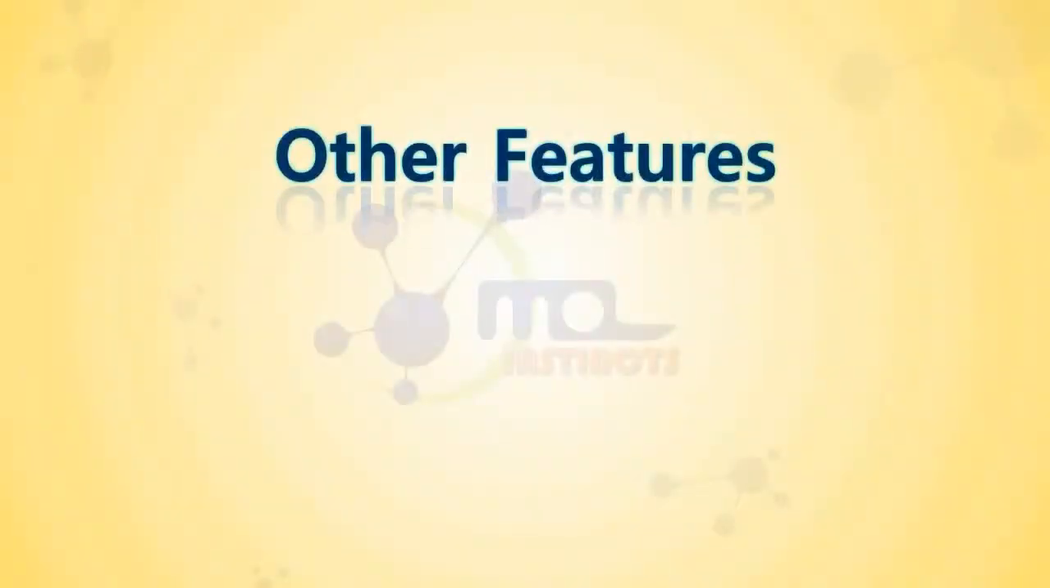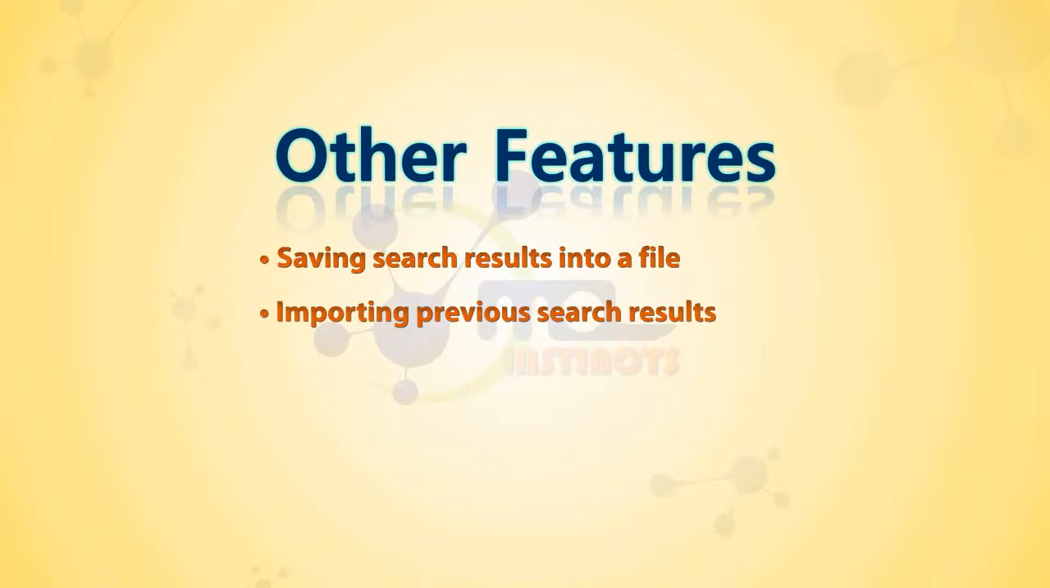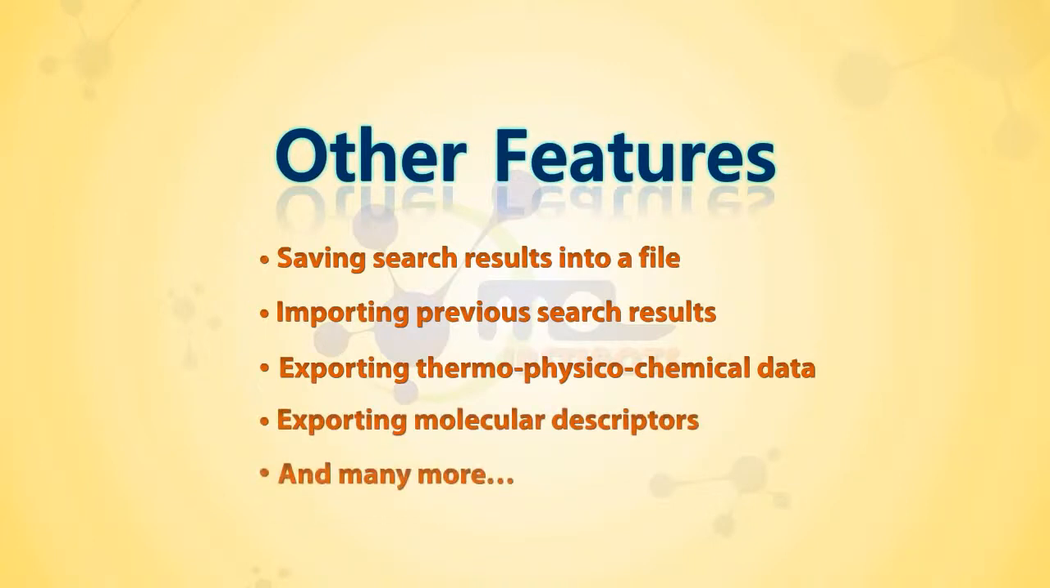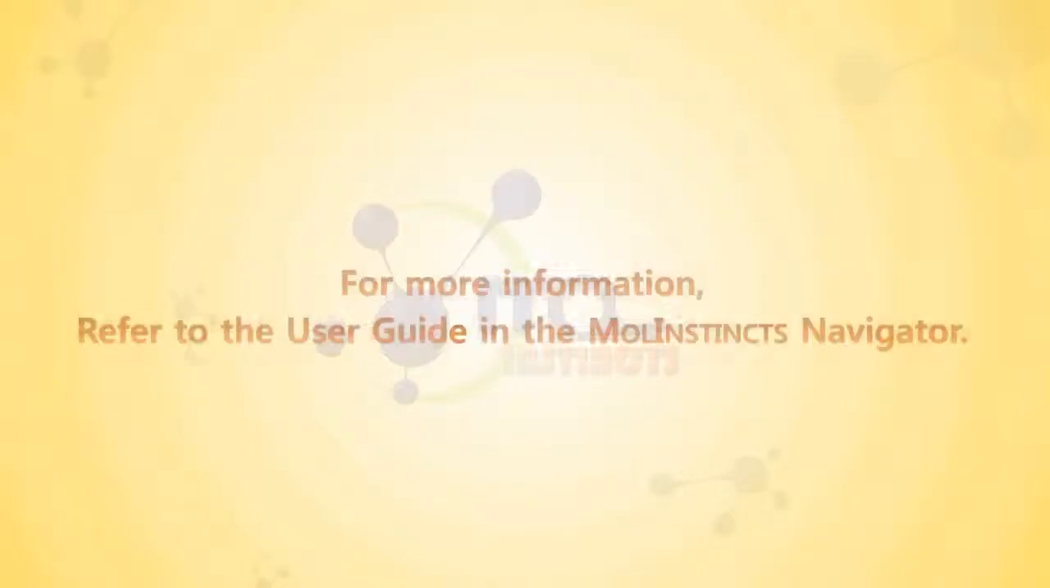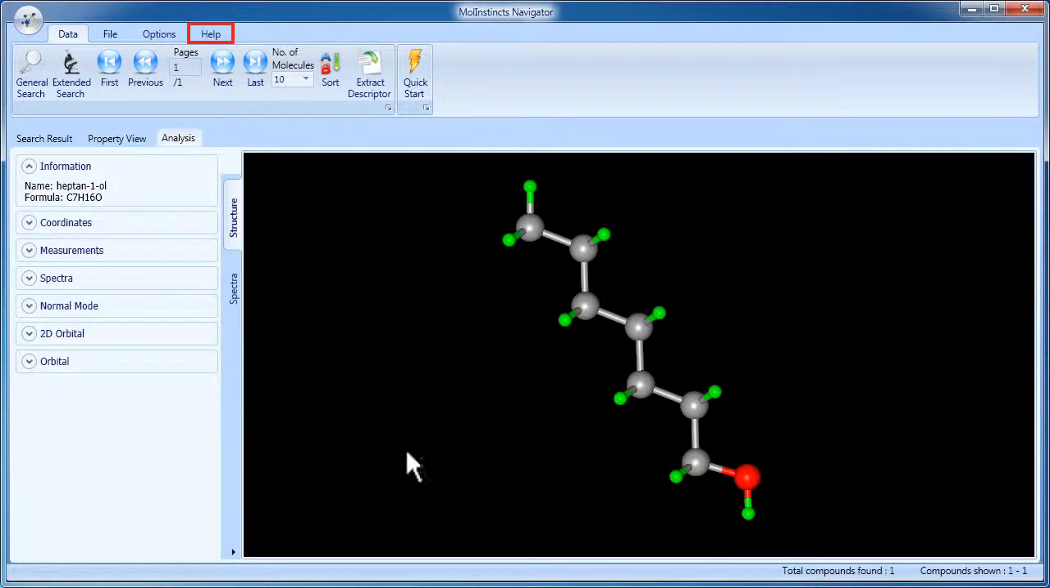In addition to the amazing information and functions demonstrated so far, Mol-Instincts Navigator has many other features. For example, the current search results can be saved into a file, which can be imported again into Mol-Instincts Navigator in the future. Also, the thermo-physico-chemical properties and molecular information can be saved into a file for further work in other programs. For more information on how to navigate the Mol-Instincts, please refer to the user guide available in the Mol-Instincts Navigator. It is located under the Help menu.